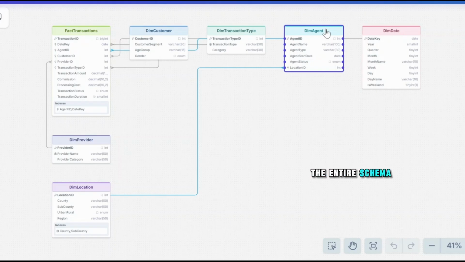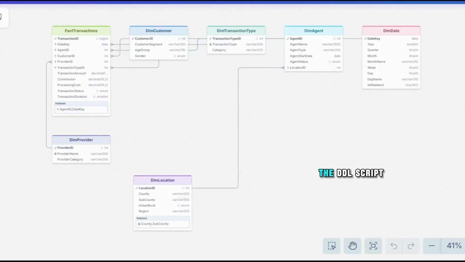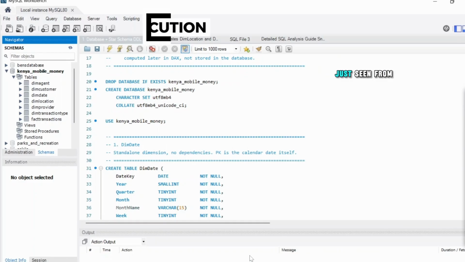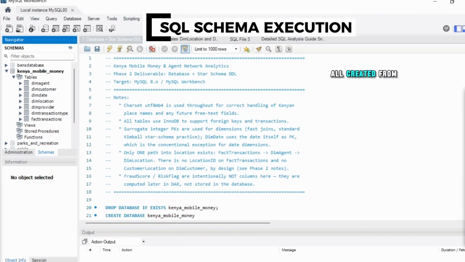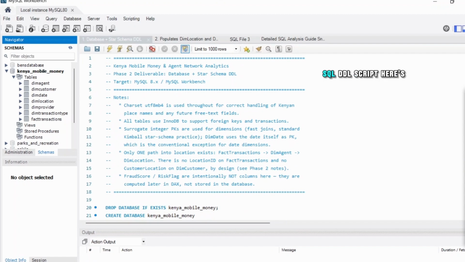The entire schema was built in MySQL 8 with proper foreign key constraints, the InnoDB engine, and a composite index on agent ID and date key in the fact table to speed up the most common query patterns. 7 tables total, all created from a single SQL data definition language, the DDL script. Here is what that looks like in practice.